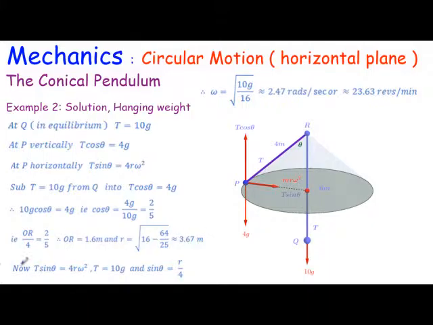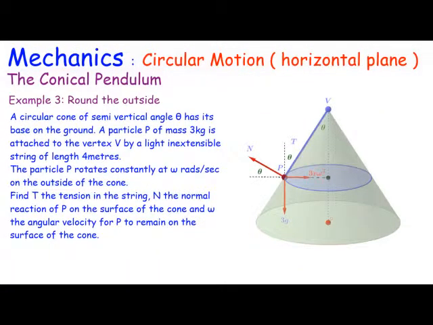Right, let's have a look at the third example now. The third example is something I'm calling round the outside. So we now have a cone again, and the particle is traveling around the outside of the cone. Now there's another force here because it's sitting on the exterior surface, the slant edge. You can see there, it's actually at right angles to that surface. So we have this new force.